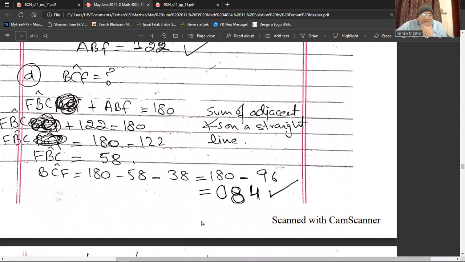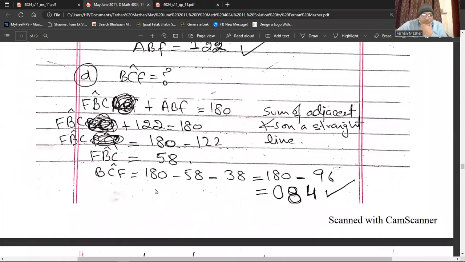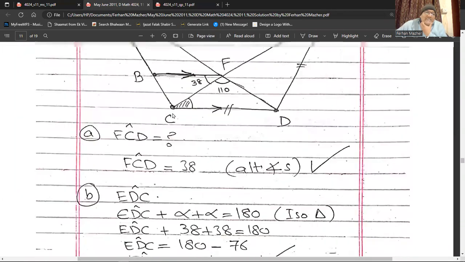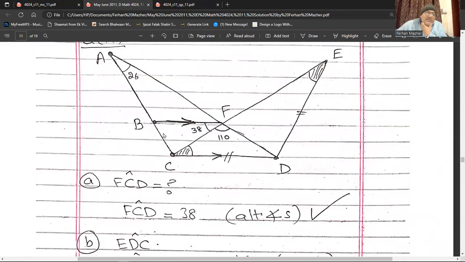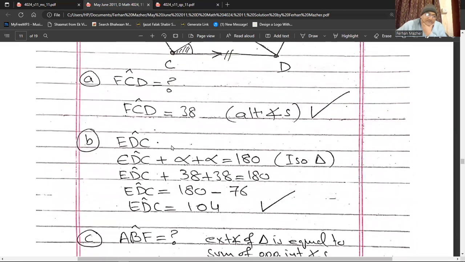So FBC plus ABF, that's a straight line, equals 180. So FBC plus 122 will be equal to 180. So FBC will be equal to 180 minus 122. So the FBC angle will be 58. So once I know that this angle is 58, and 38, I can find this angle.